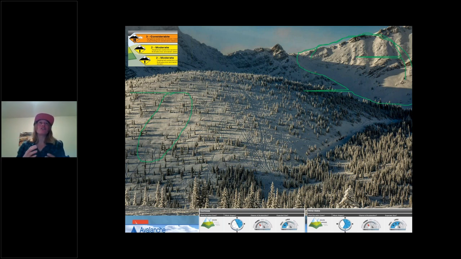But if you're going into avalanche terrain for the first time, even if you have the right gear, it's not necessarily going to save you. The best way to prevent an accident is that knowledge. So I'd really recommend taking a course or having someone knowledgeable with you before you go.